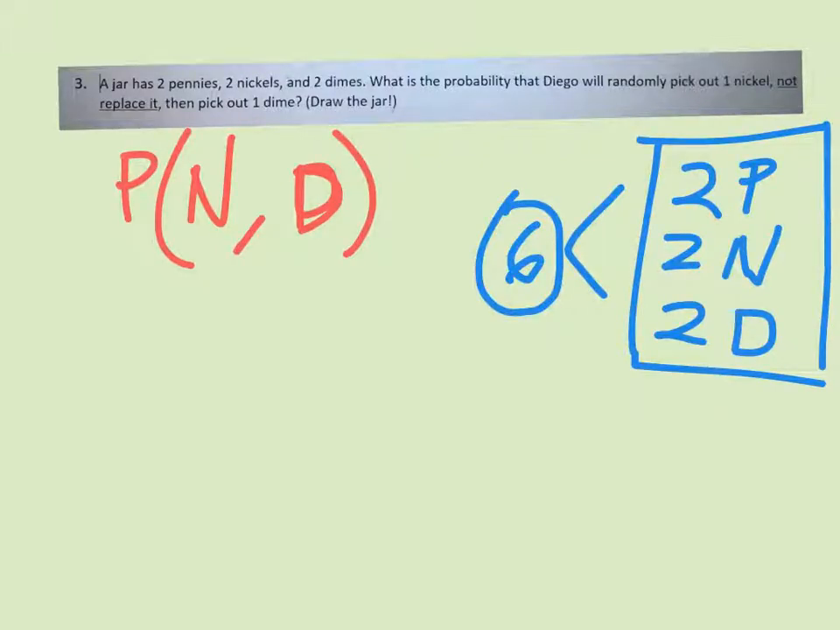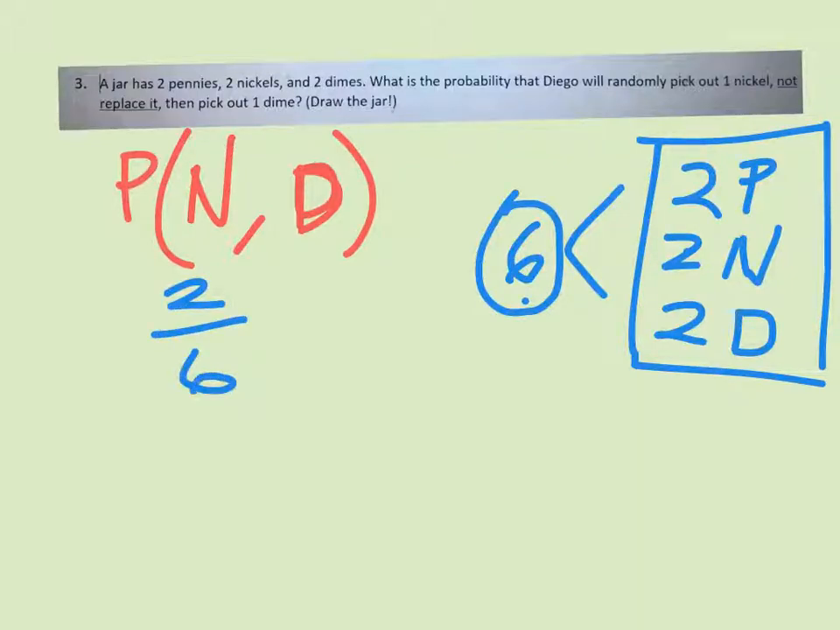All right, see if you can do this on your own. See if you can draw the jar with the pennies, nickels, and dimes, and then figure out your probabilities. And don't forget to adjust your jar because you're not going to replace the nickel when you pick the first one out.